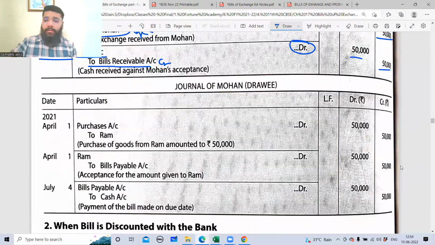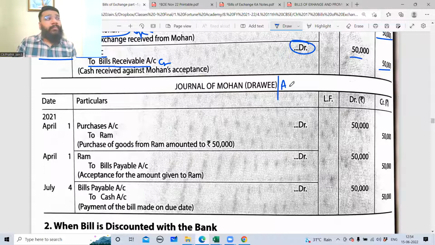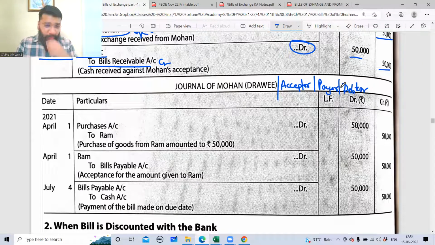Next, we have to record the journal entries in the books of Mohan. Mohan is called the drawee. He is also called the acceptor. He is also called the payer. He is also called the debtor. Debtor. It's very important from the true and false perspective.